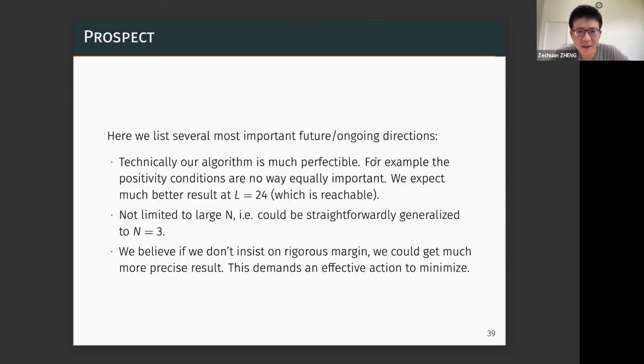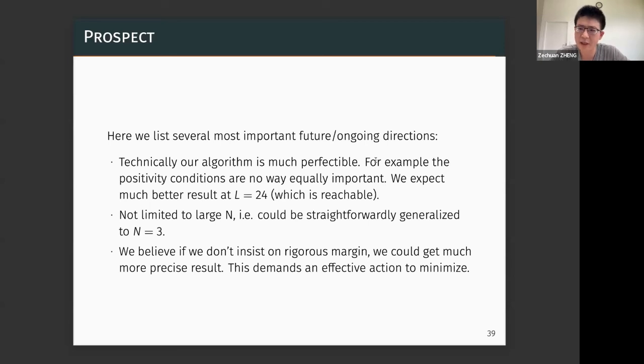These are some future directions which I want to mention. And these are actually ongoing directions. For the first two points, I think we will get some results very soon. The first one is technically our algorithm, which is still very perfectible.